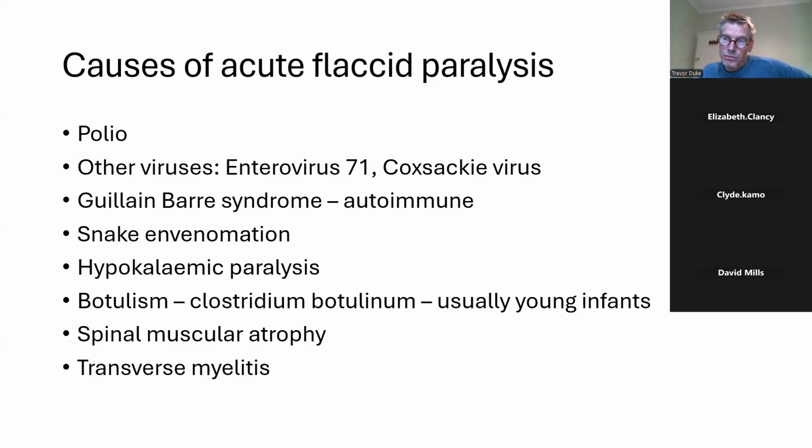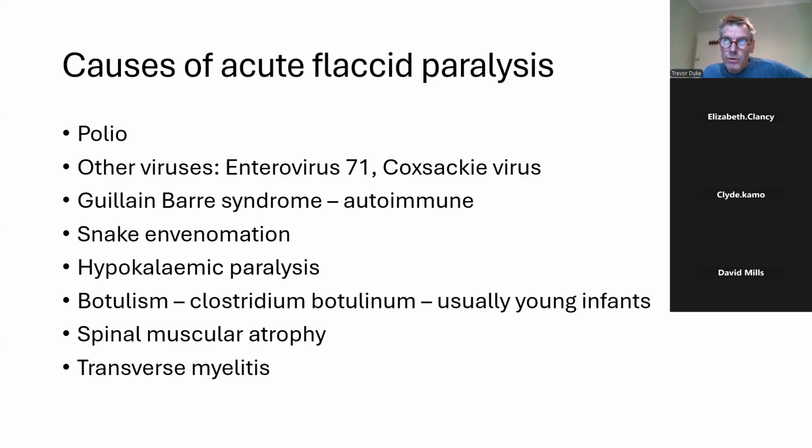A common cause of flaccid paralysis is hypokalemia in children who've had severe diarrhea. Their potassium might be less than 2, and many of those children are very floppy and they can look like they've got acute flaccid paralysis. They have got acute flaccid paralysis. And then there's a condition we've talked about before that I think is probably underdiagnosed, and that's botulism. There must be quite a bit of botulism around, and that's caused by Clostridium botulinum.